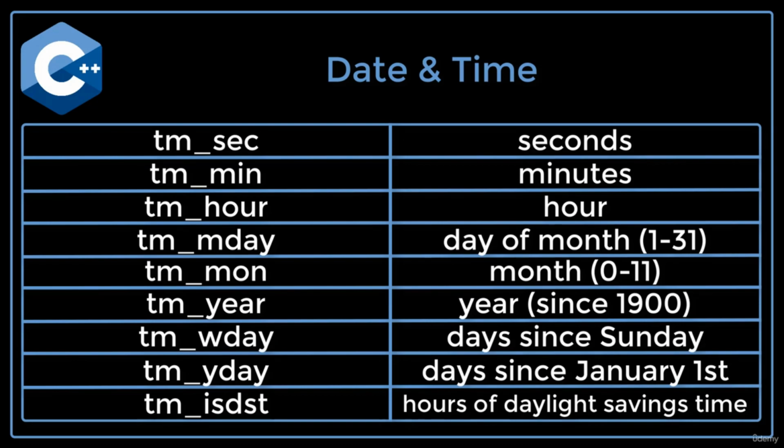This table shows the information that we have access to. tm_sec will give us the seconds, tm_min will give us the minutes, tm_hour will give us the hour, tm_mday will give us an integer value between 1 and 31, representing the day of the month. tm_mon will give us an integer between 0 and 11, representing the month. tm_year gives us the years since 1900. tm_wday gives us the days since Sunday. tm_yday gives us the days since January 1st. And tm_isdst gives us the hours of daylight savings time.